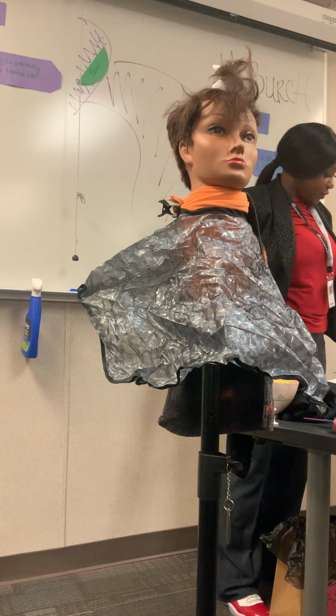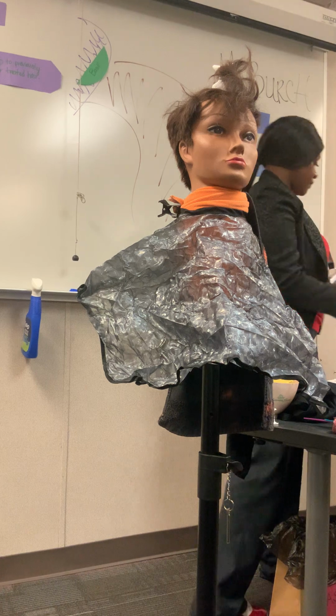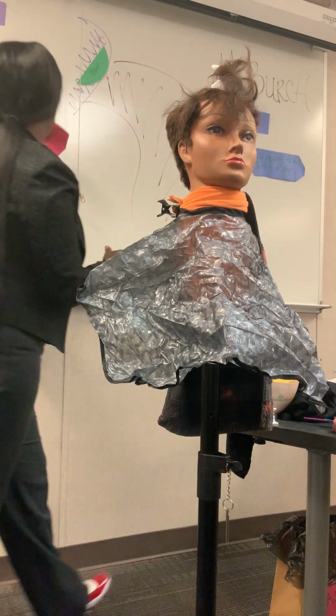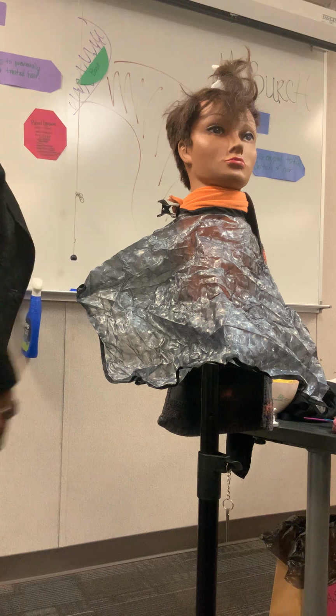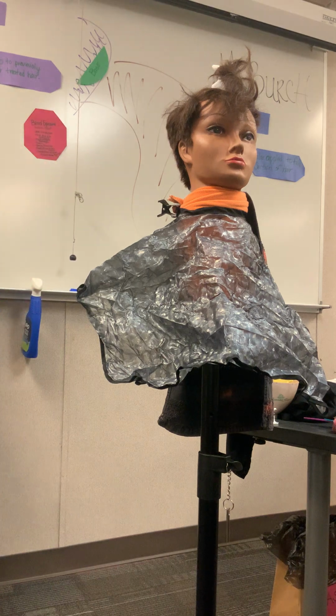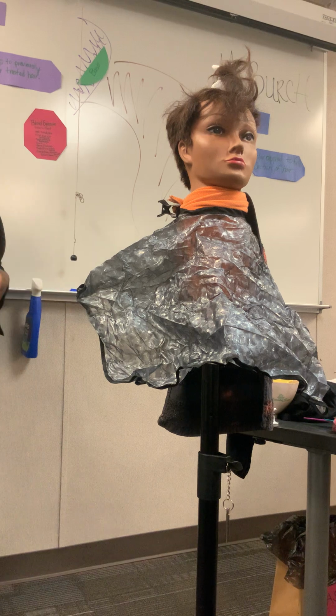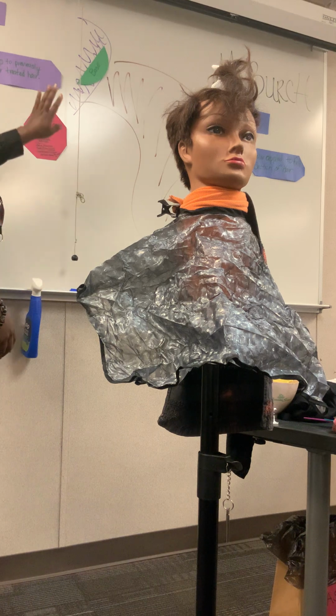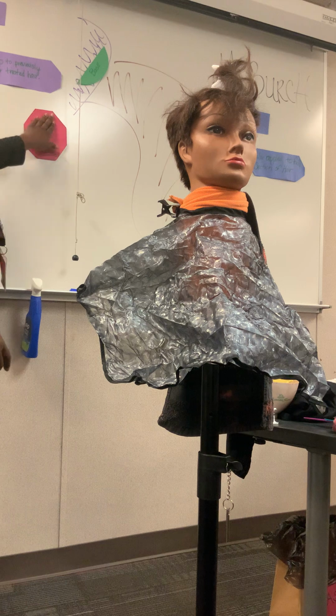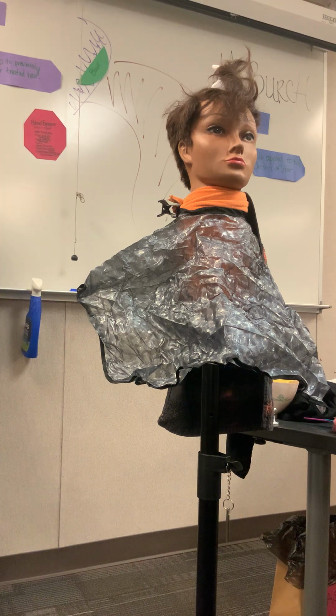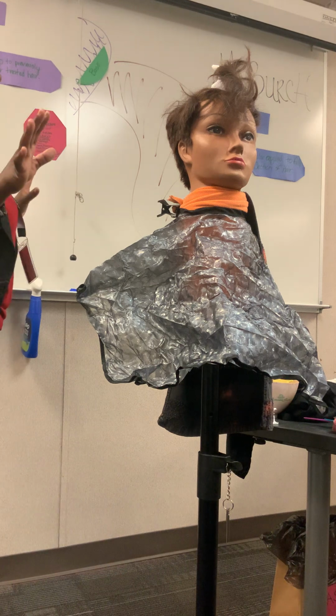Blood exposure. We're going to talk about the blood exposure just in case someone is injured, our client or ourselves. We're going to stop. What's the shape of this blood exposure sign? It's an octagon. Octagon always means what? It's red, it means stop. So we're going to stop.